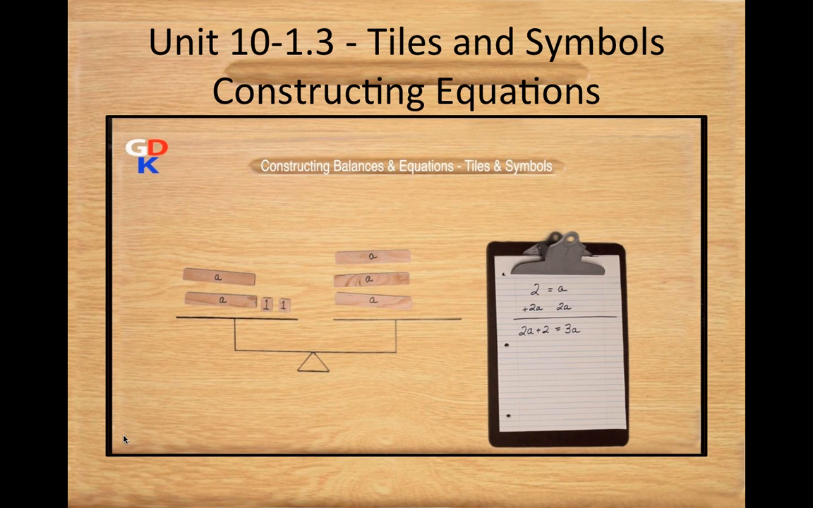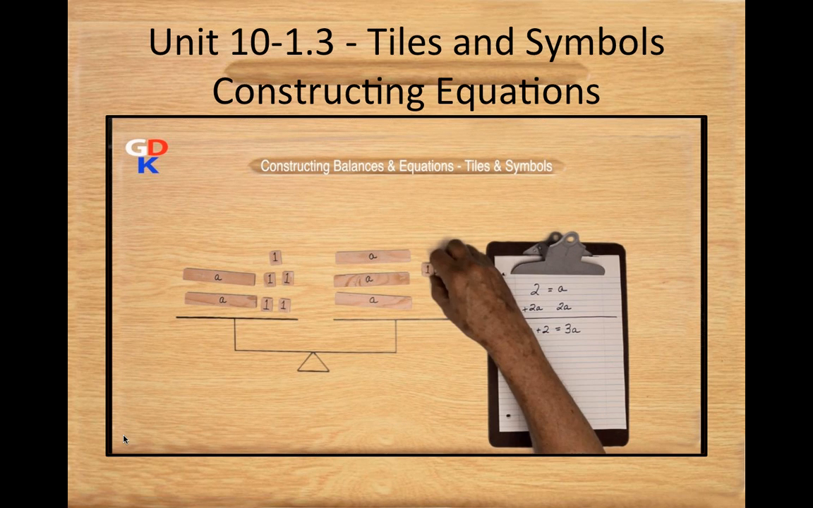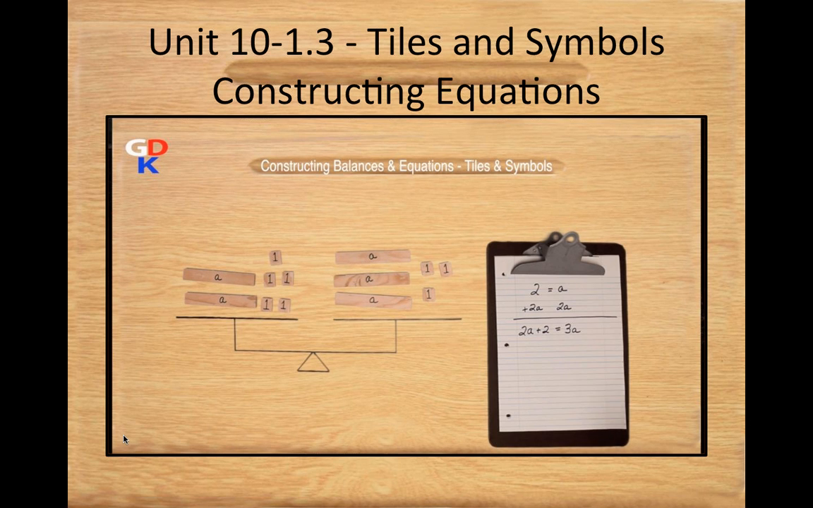The next thing we did in our last video was we added 3 to each side. So let's add 3 to the left side and 3 to the right side. And let's record that. On the left side of our balance, we now have 2A and 5, or 2A plus 5, and on the right side we have 3A plus 3. So now we go to our equation and we record that. We have 2A plus 5 is equal to 3A plus 3.